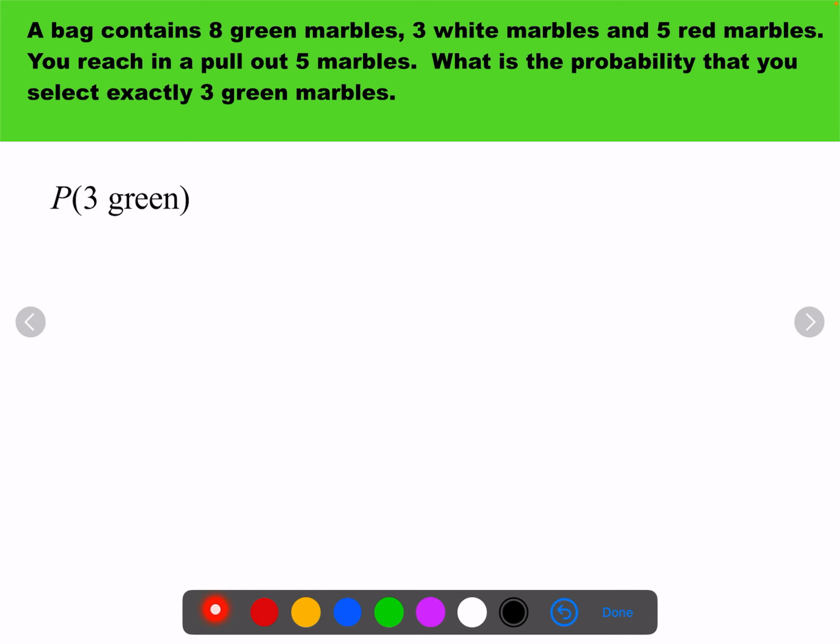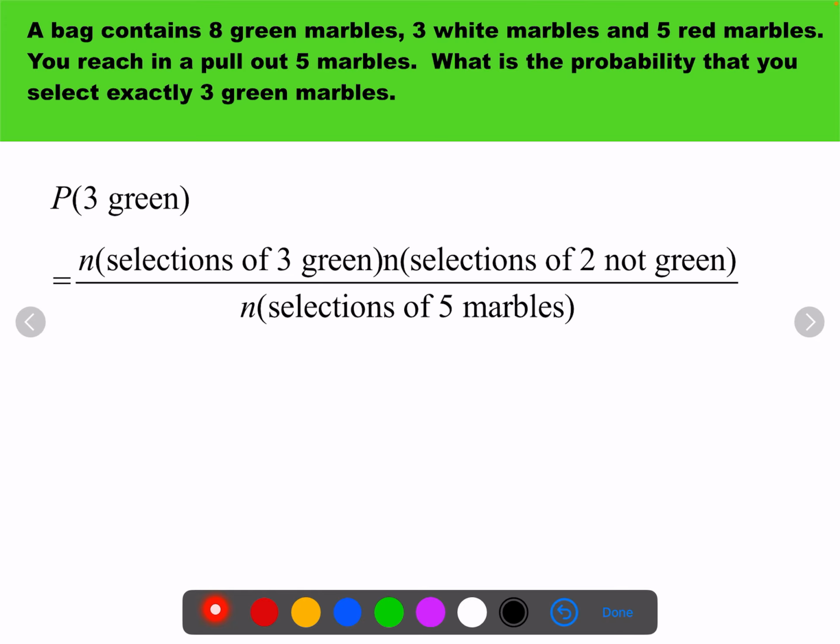So I say, what's the probability of getting exactly 3 green? That's going to be the number of ways for me to select 3 green. I still have to pull out 5 marbles. So I'm selecting 3 green, and I have to select 2 that are not green. I don't care if it's white or red, it just can't be green. That's the number of ways of getting what I want. The number of ways of getting a total, just any 5 marbles, ignoring the color, is on the bottom.